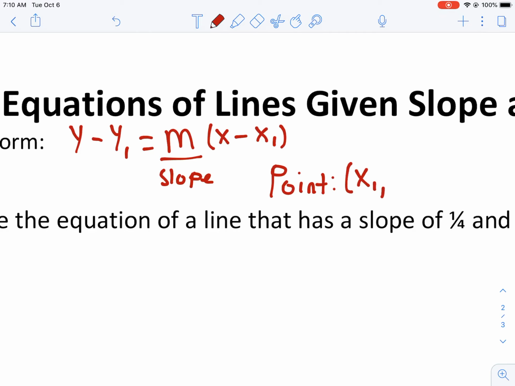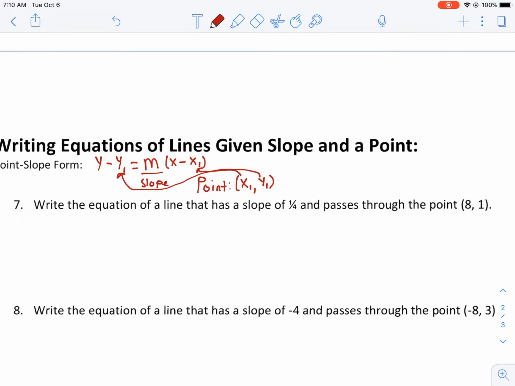So that's why when they give us a point, okay, we need to use point slope form, because you can't really put it in slope intercept form if you don't know the intercept, all right? Now you can solve for it, but that's just more work and more opportunities for mistakes. So we want to write the equation of a line that has a slope of 1/4 and passes through 8, 1. So the slope part is easy, all right? The slope goes right there.